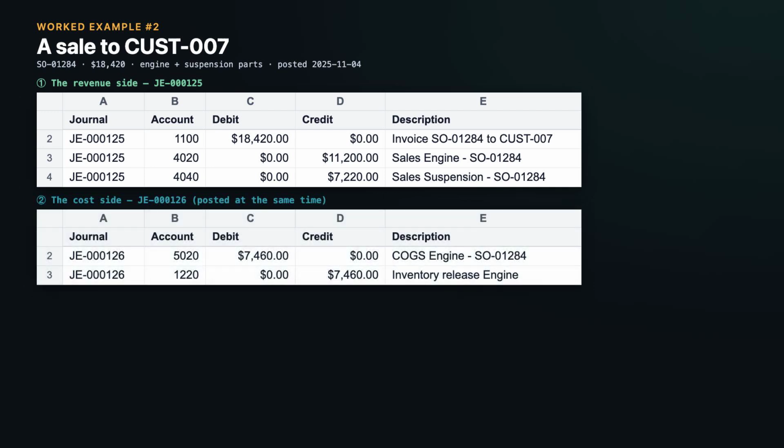Cost of goods sold debited $7,460. Inventory credited the same. 2 journal entries for 1 shipment. Always read them as a pair.